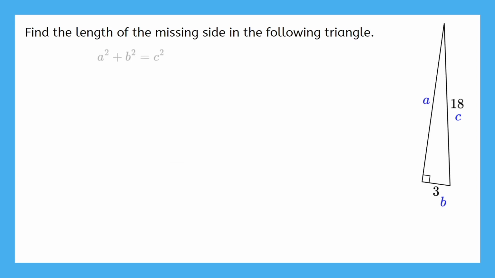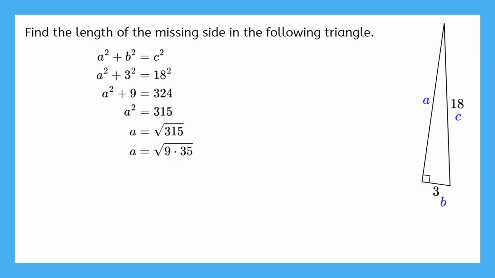Now, let's use our formula and substitute our values in for B and C. Then we'll calculate the values of these squares. This time, we'll subtract 9 from both sides. Just like last time, let's take a square root. You got this answer, great. However, we can simplify it further. Notice that 315 is 9 times 35, so we can factor a 9 out and take its square roots. That gives us that A, our missing side length, is 3 times the square root of 35.